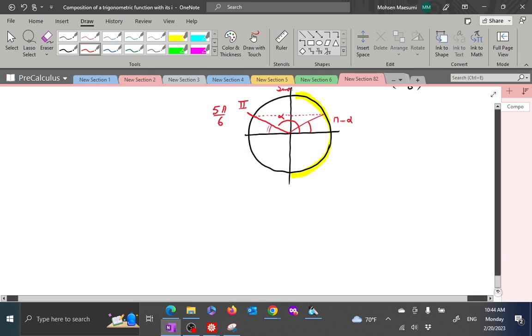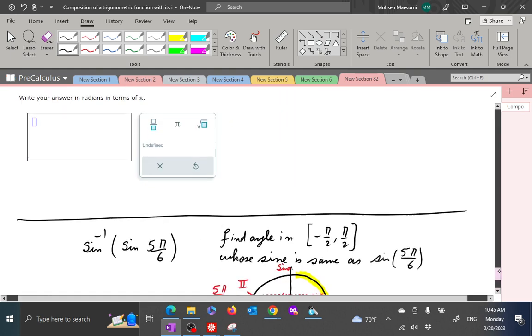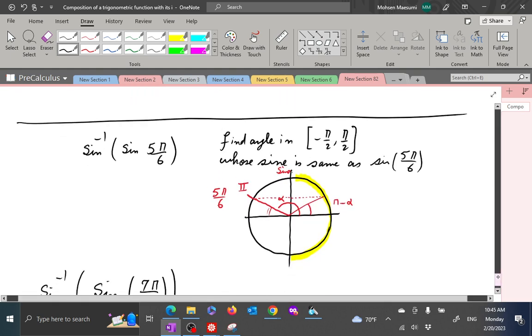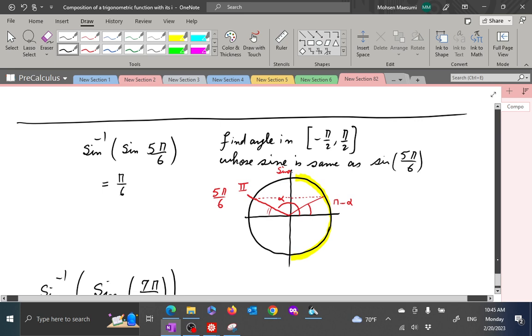Let's take another example. Suppose I look at sine of 7 pi over 6, and I'm applying the sine inverse to this. What is sine inverse of sine of 7 pi over 6? Let me finalize the previous answer before I progress: that answer is pi over 6.